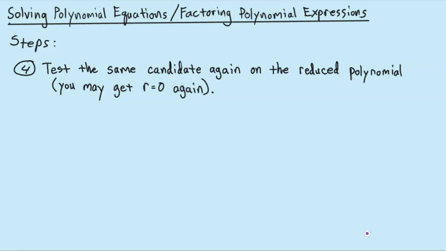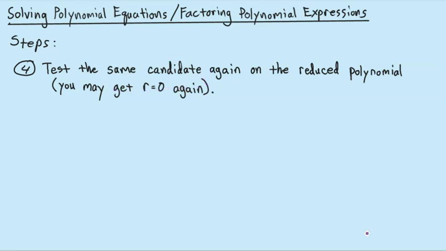Now what you're going to do is test the same candidate again. So if you found that -5 in the half box resulted in a remainder of 0, then on the reduced polynomial, you're not going to use the original top line that you used. You're now going to use one less number from the bottom line of your synthetic division. You're going to use those numbers and test the same candidate again.